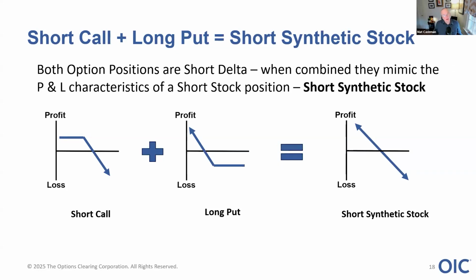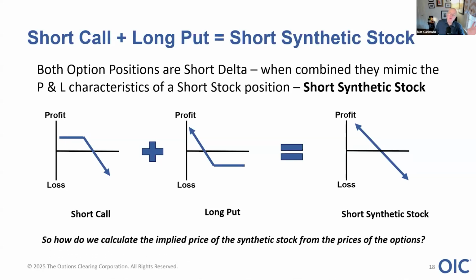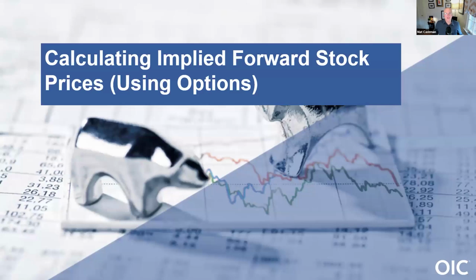So now that we've covered those, that's the synthetic part of this. How do we calculate the implied price of the synthetic stock from the prices of the options? If you have a short call and a long put on the same strike that you're creating short synthetic stock, you have to think about, where am I creating short synthetic stock? From what price am I creating short synthetic stock in that situation?